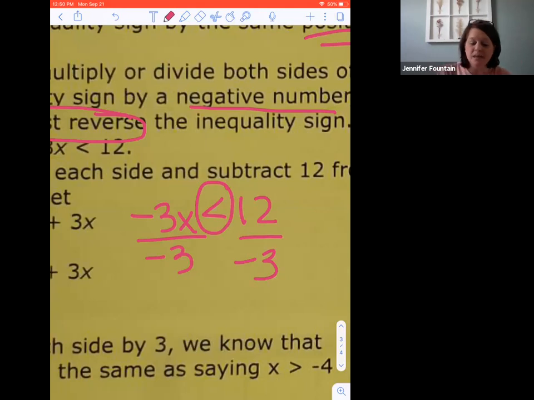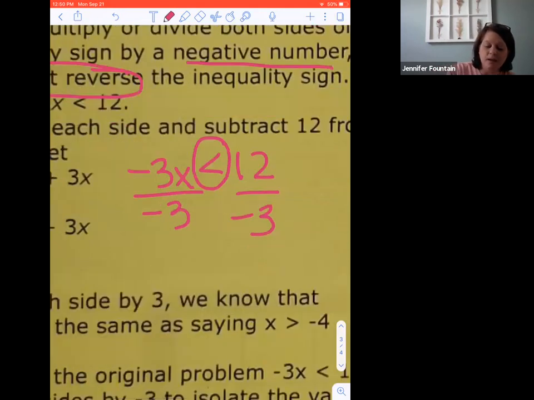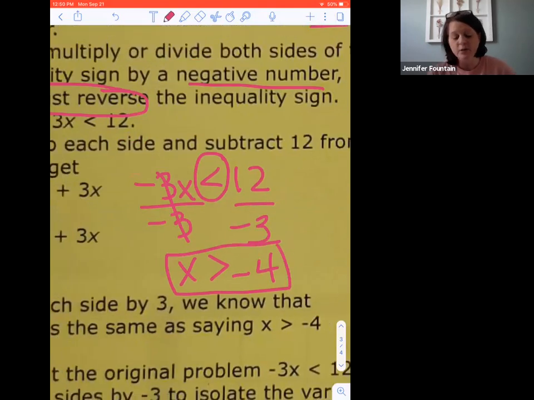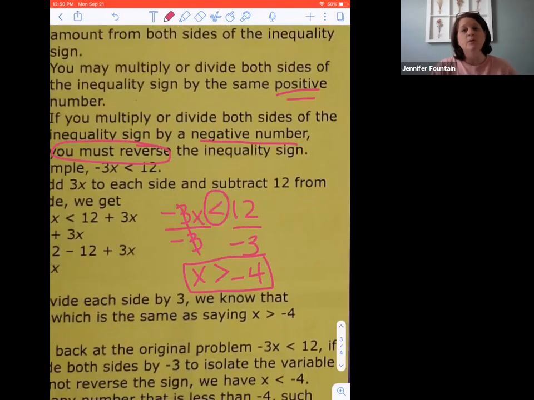Okay, so when I do negative 3 divided by negative 3, those cancel out. So I'm going to have x, but then I have to flip my sign. And then 12 divided by negative 3 will be negative 4. When I'm adding or subtracting or multiplying or dividing with positives, you don't have to change anything. Everything just stays exactly the same. But when I multiply or divide with a negative number, I have to flip my sign.